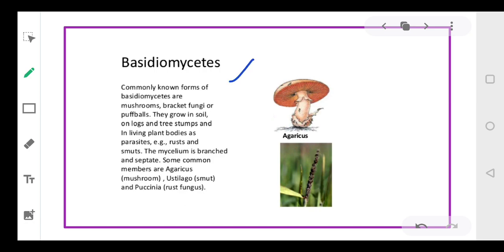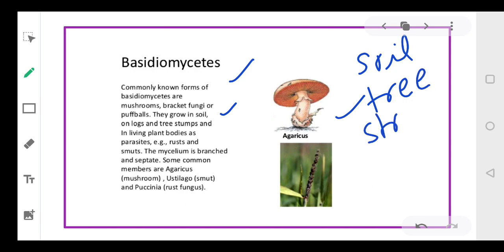Basidiomycetes. Common examples are like your mushroom. I think the mushroom is the most common example, isn't it? You must have seen, and you eat mushrooms also, right? So they grow on the soil. They are also observed on the trees, tree trunks. They will be mostly observed in the soil, near the tree trunks, and on the logs.